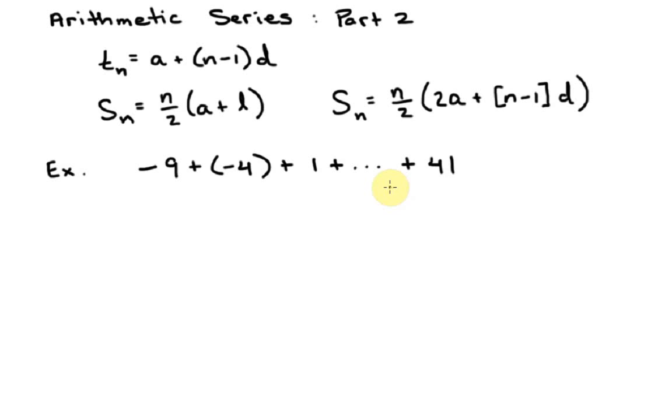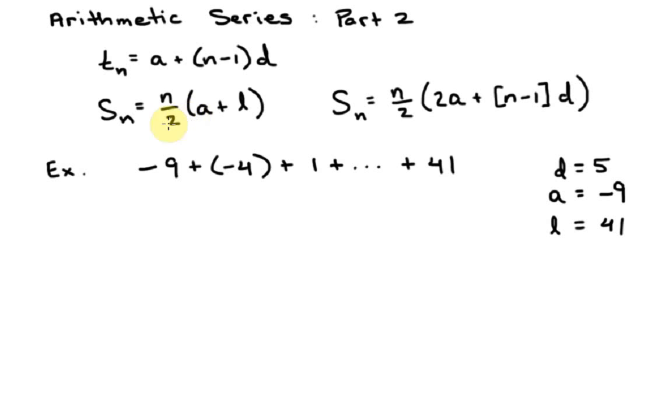Clearly we have a series here. And we can see it's arithmetic because it seems like we're adding 5 each time to get the next term. So I'm going to make a little note of that. Common difference is 5. My first term is negative 9. And my last term is 41. But the big thing I don't know here is how many terms I have.